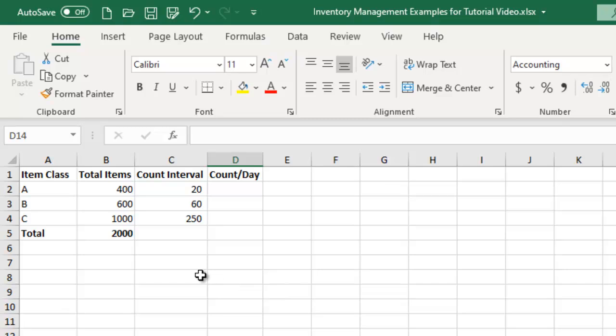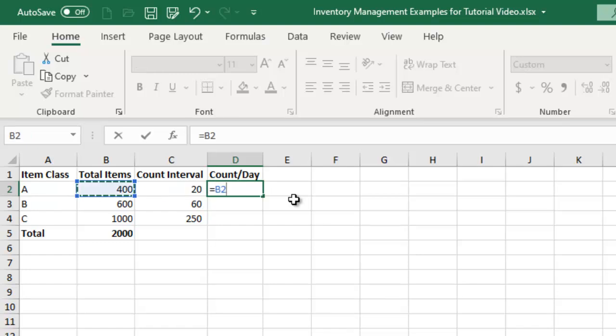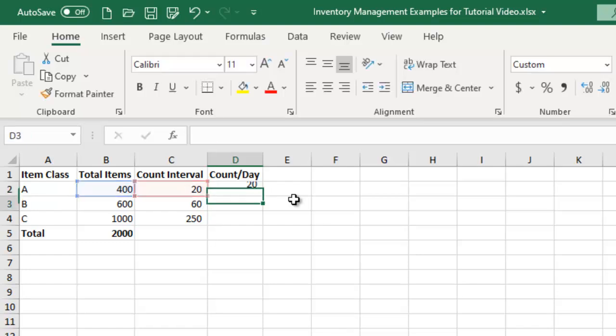In the homework, you might be asked, well, how many items total do we need to count, or how many A items do we need to count every day? This is done very easily. We just take the number of items and divide it by the count frequency, or the count interval. And so if we have 400 items, we're going to count them once every 20 days. That means we need to count 20 A items, or verify the inventory on 20 of those 400 items every day. We copy that formula down, and we are told we need to count 10 B items per day and only 4 C items per day.